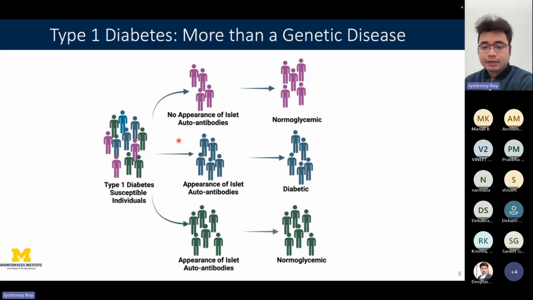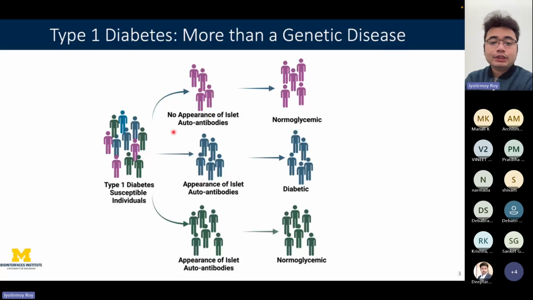The problem with the current clinical practice, which involves a blood-based autoantibody test for the detection of type 1 diabetes, is that there are several caveats, and I would like to spend a moment on this. Suppose there is a group of type 1 diabetes susceptible individuals, as shown on the very left. This can be regrouped into three kinds of groups.